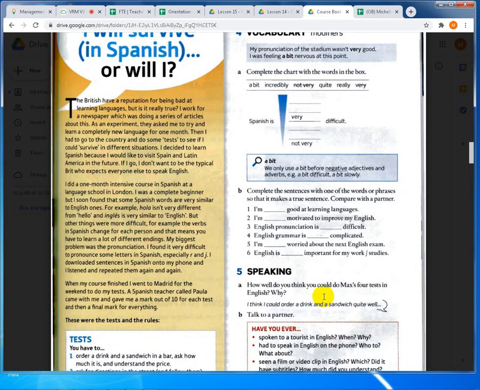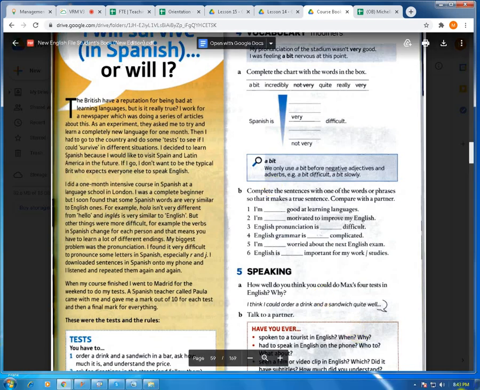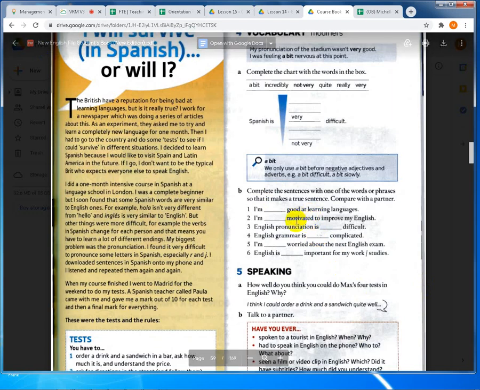No, I'm quite lucky. Motivated. Yeah, motivated. I'm quite motivated to improve my English. Can you say the word again? Motivated. Motivated. Okay, let's have number 3.